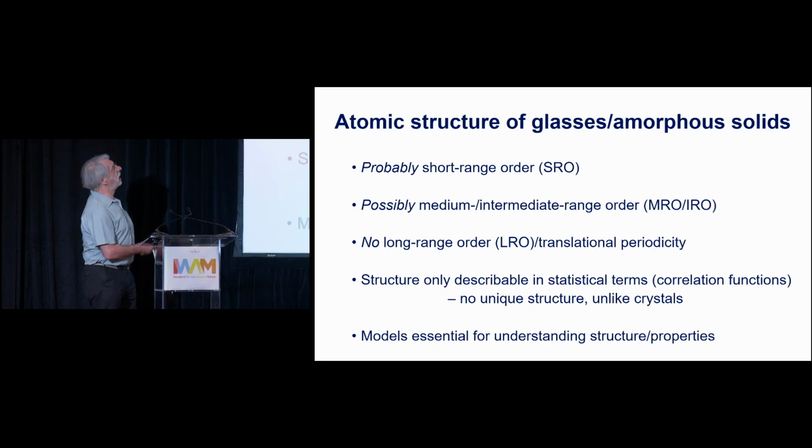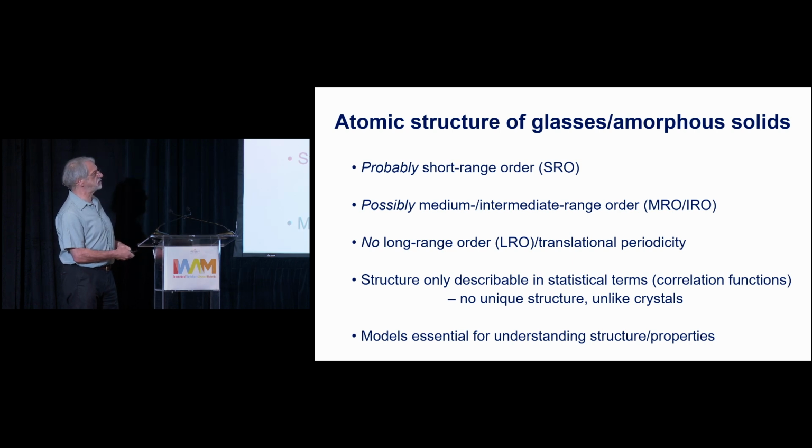Okay, so atomic structure of a glass. What do we know, if anything? Well, probably there might be some short-range order. First coordination shell, second coordination shell, bond lengths, bond angles, mostly pretty well defined like a crystal. Possibly some medium range, intermediate range order, going up to say 10 angstroms, maybe preferred ring sizes, dihedral angles, angular twists, and so on. Definitely no long-range order or periodicity, because they're glassy. So we can only describe the structure in statistical terms using correlation functions. There's no unique structure, unlike a crystal.